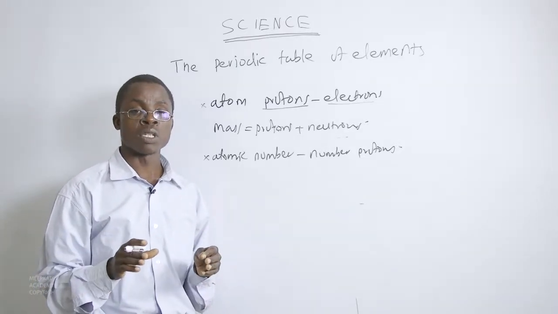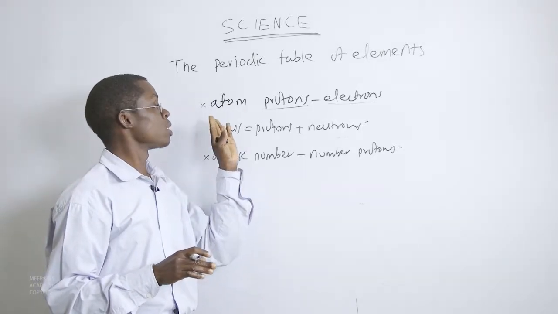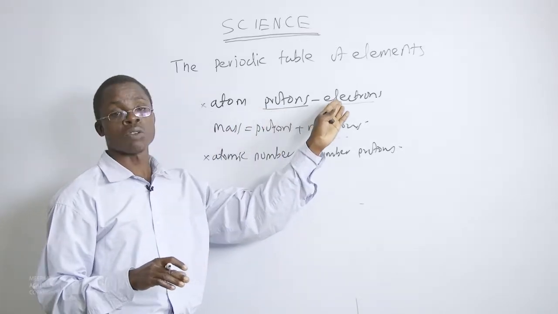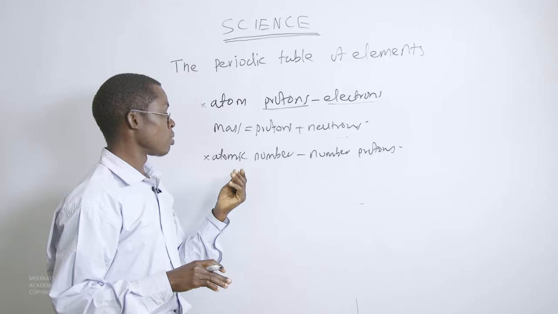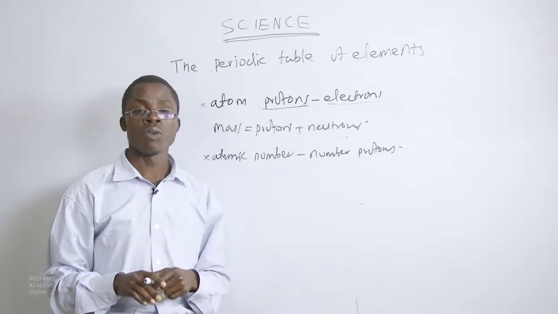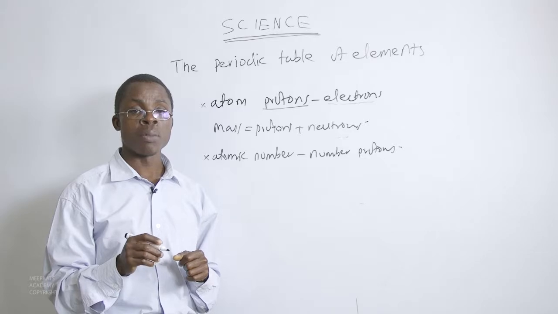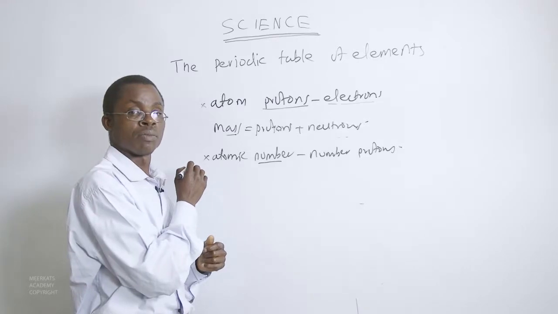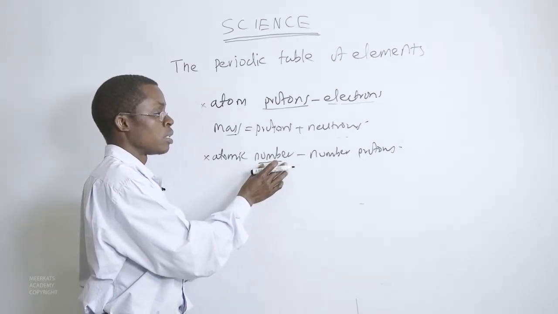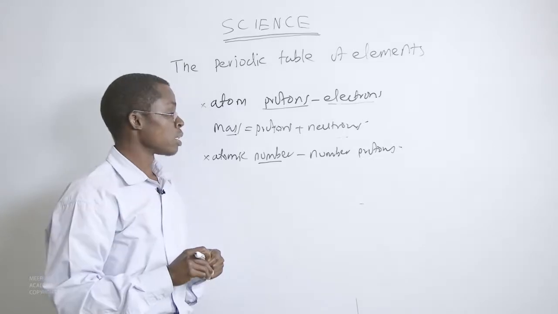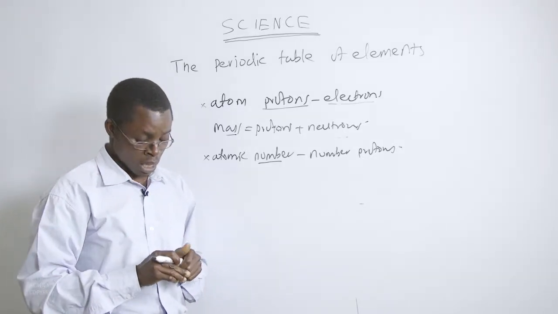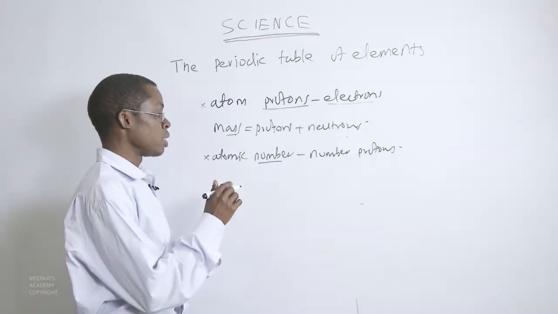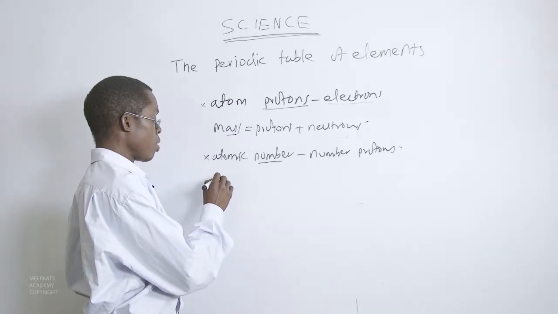For us to construct the periodic table, we need to understand the first one: so long as it is a neutral atom, its protons and electrons must be equal in number. You also need to know that atomic number is the number of protons, because in the periodic table, what is written there is the atomic mass and atomic number. If you don't know what atomic number means, you can have difficulty arranging those elements.